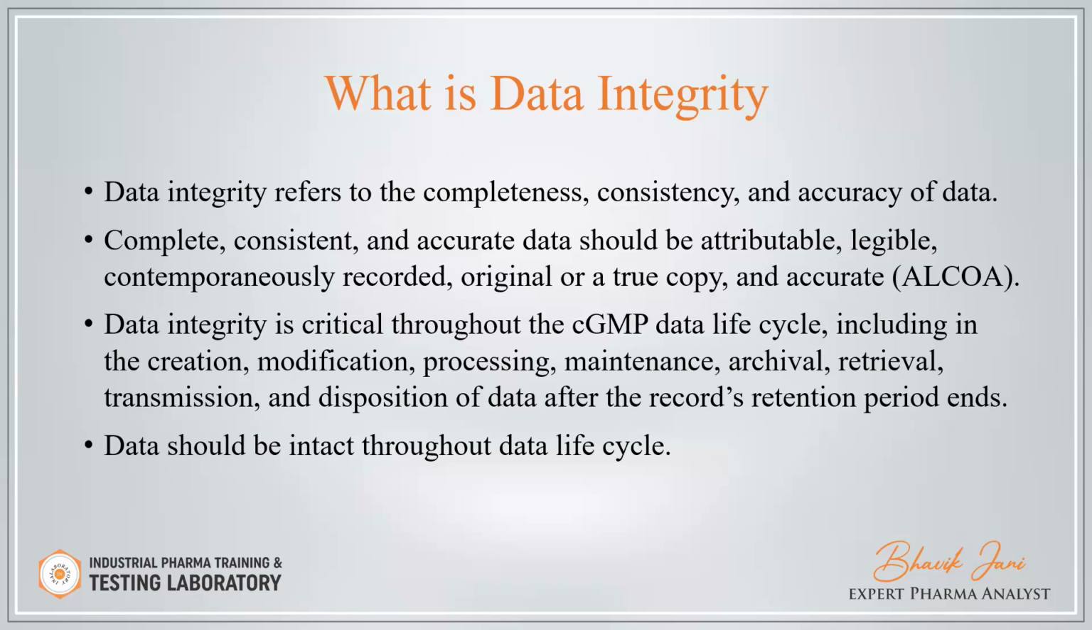Data integrity is critical throughout the CGMP life cycle, including in creation, modification, processing, maintenance, archive, retrieval, transmission, and disposition of the data after the record retention period. In one sentence, if I say what is data integrity, it means data should be intact throughout the life cycle. Throughout the life cycle means when the data is created, modified, deleted, archived, maintained, retrieved, the data should be the same. In a simple sentence, data should be intact throughout the life cycle.